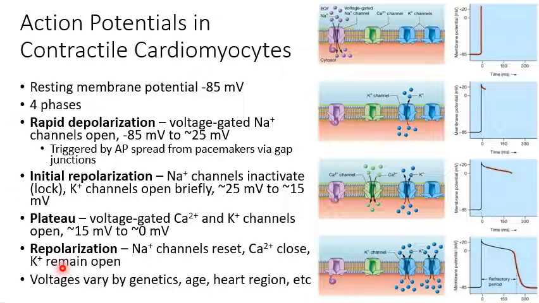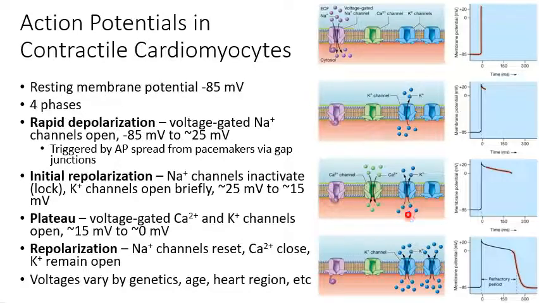In that phase, your sodium channels are locked or inactivated, so their second gate, not the voltage sensitive gate, but the other gate, is closed and locked, and nothing can go through that channel in that state. Then your potassium channels are going to open really briefly. And you're going to have just a little bit of potassium leaving the cell, and the cell is going to repolarize from about 25 millivolts to about 15 millivolts. Then you enter the plateau phase, when your voltage-gated calcium channels open at around 15 millivolts.